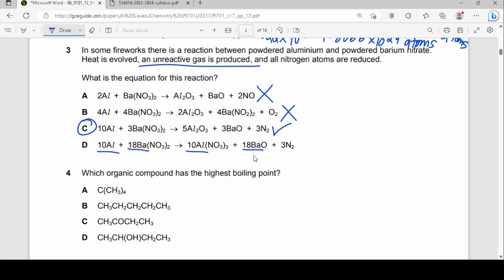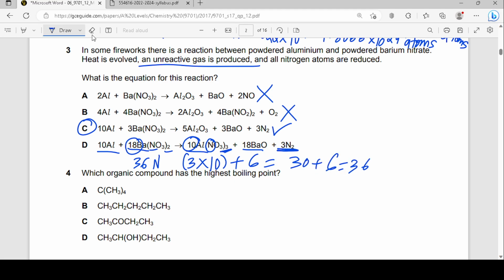18 Ba on the right hand side, we also have 18 Ba, so barium and aluminum are balanced. Then on the left side, we have 2N, but over here it's N2, right? So 2N times 18 means 36 atoms of nitrogen. On the right hand side, we have 3N times 10 because the stoichiometric coefficient is 10, so 3 times 10. And over here we also have 3 N2, so 3 times 2 is 6, so we have 6 more. So it becomes 30 plus 6, that's 36 atoms of nitrogen, so that's also balanced.